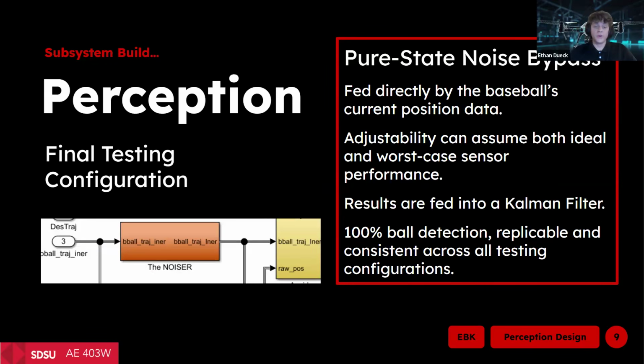We switched to using pure state noise, which ended up being an elegant solution to perception and gave us an adjustable, repeatable, and 100% consistent way to test each configuration. The pure state is fed by the baseball's current position data, and we add noise which will mimic the output of a real sensor suite. The effects of adding this noise can be shown in the following charts.